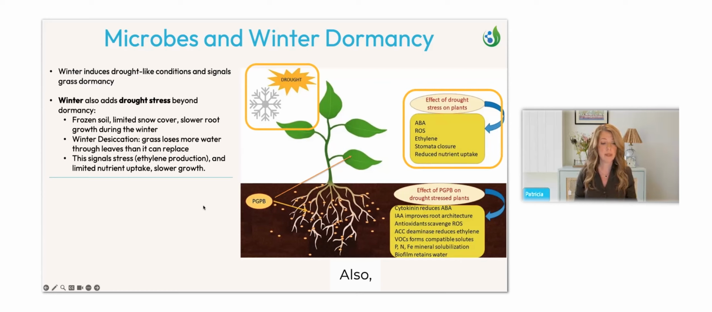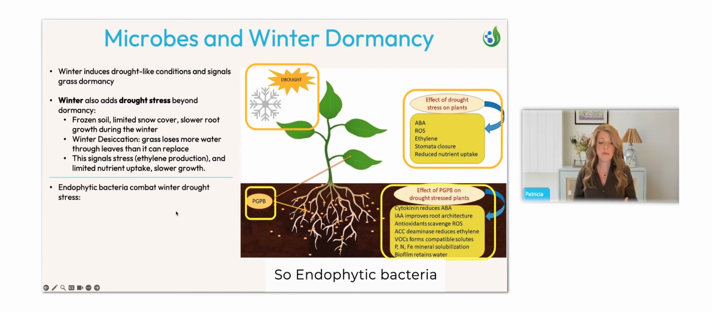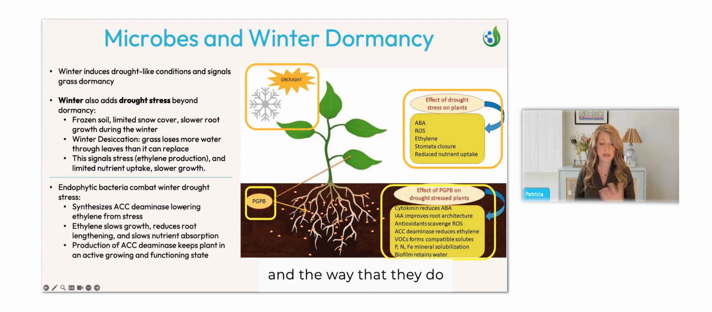Also, this will signal stress in the plant. So you'll get ethylene production, and that ethylene production will limit nutrient uptake and will slow down growth. And this is what you don't want. So endophytic bacteria can combat winter drought stress, and the way that they do that is, if you look over here, I've got a list of all the things they can do.